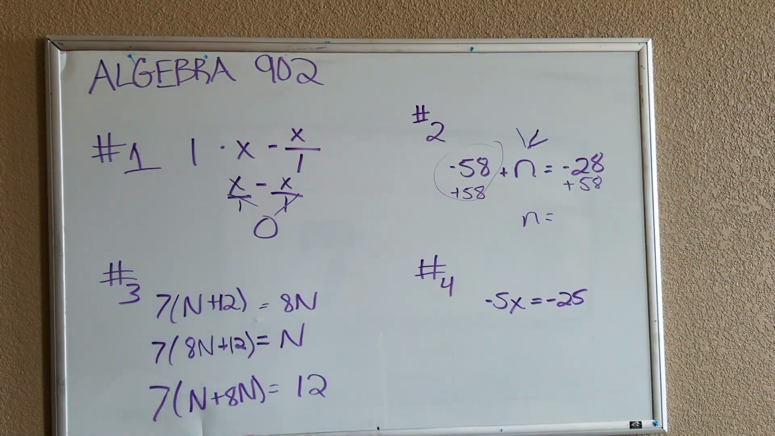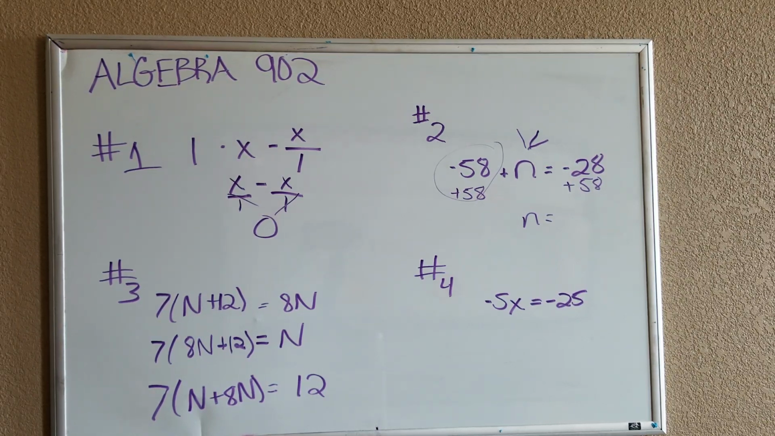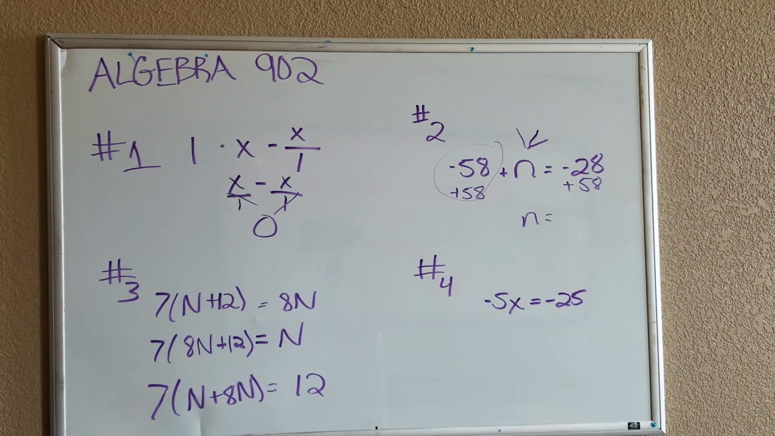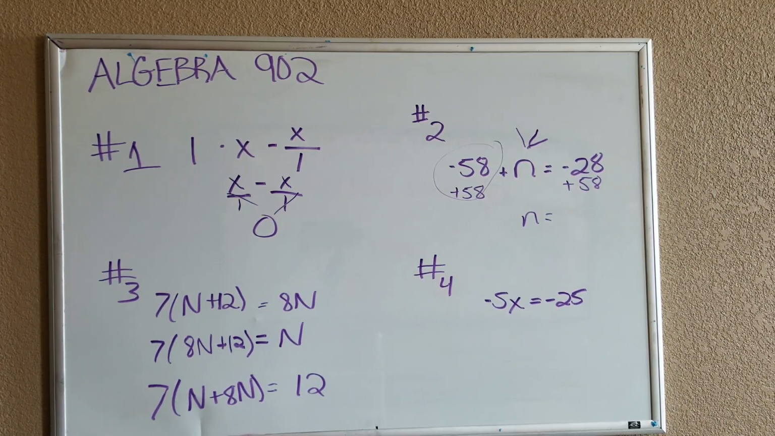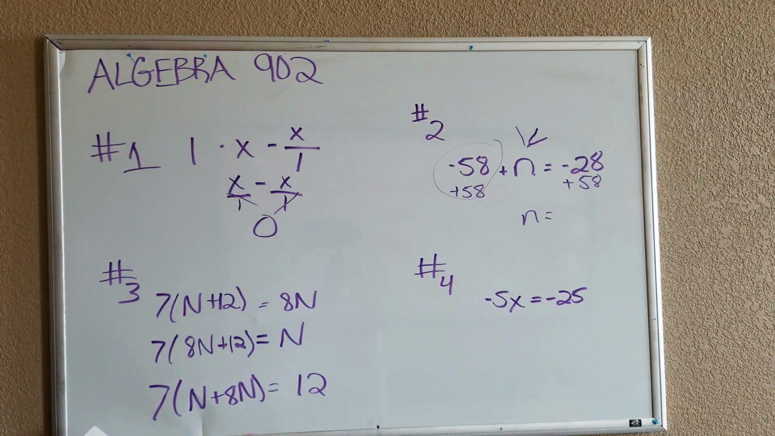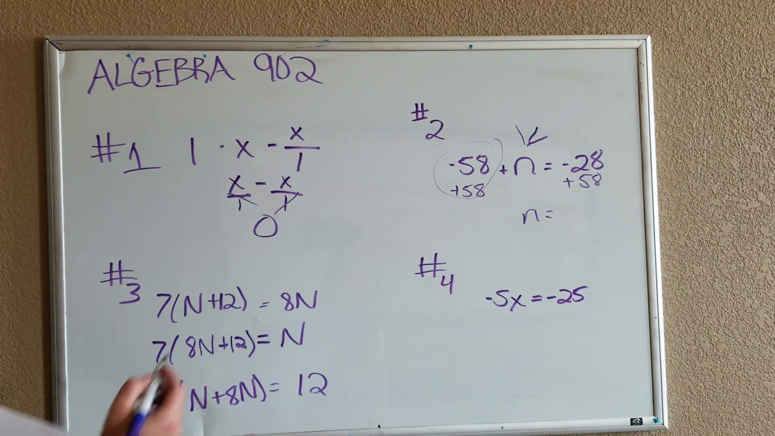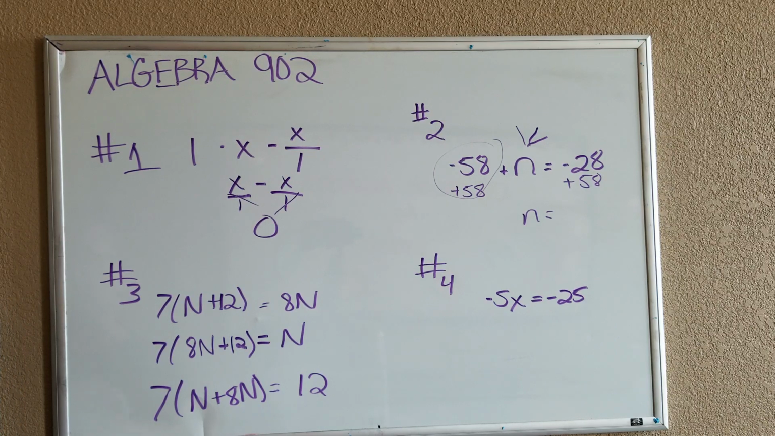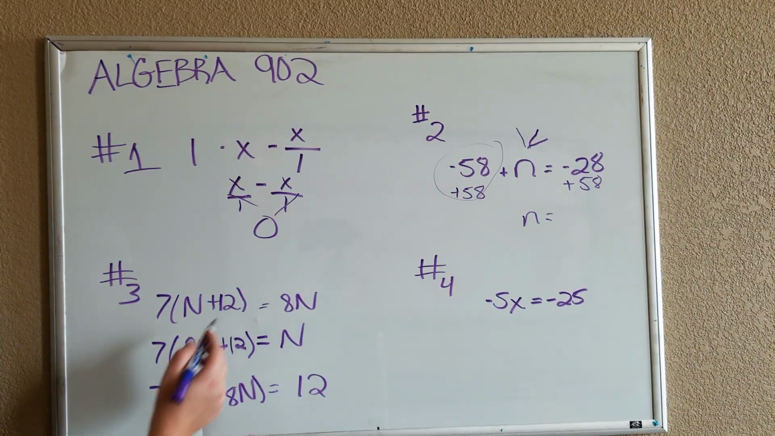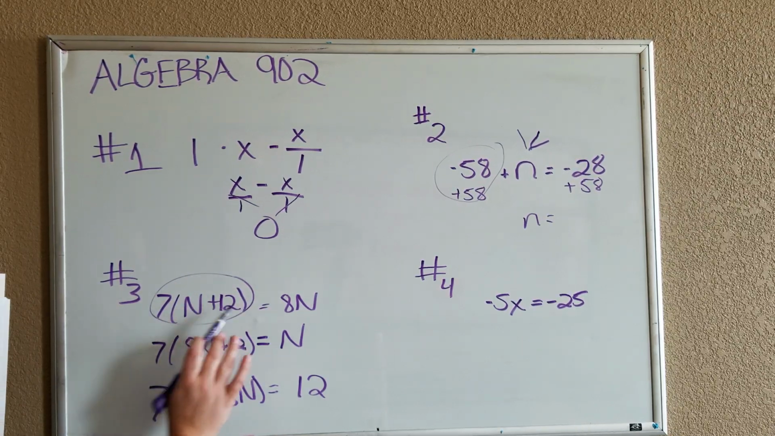Number 3, which of the following represents 7 times the sum of a number and 12 is equal to 8 times the number? All right, so we have several different ones here. What you need to pay attention to is words like equal or is. Okay, so your equal sign is where is equal to. So 7 times the sum of a number and 12. So we're looking at this right here. 7 times the sum of a number and 12.